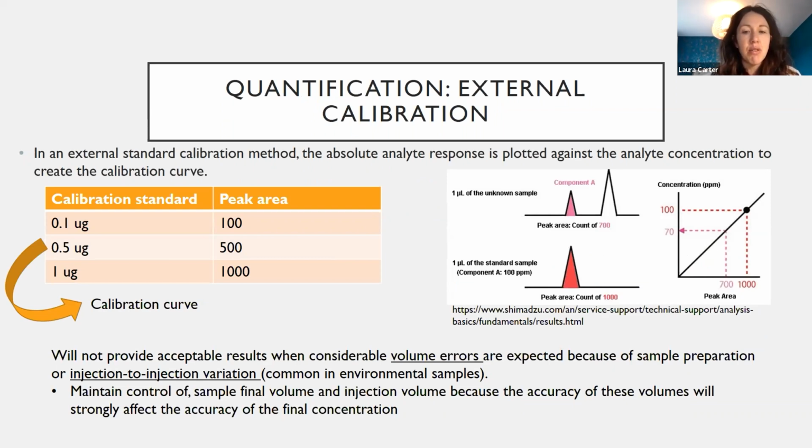In external standard calibration, you plot your absolute analyte response against a known analyte concentration, and this creates your calibration curve. So in the example on this slide, I've got a range of calibration standards and then the corresponding peak areas. If you plot these, then you can use the regression to calculate your unknowns when you have a measured peak area.